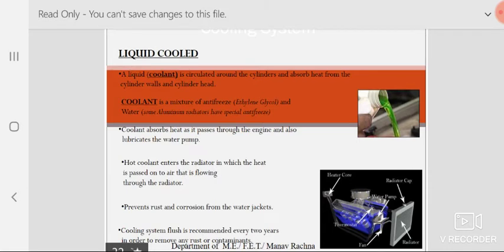Then we come to liquid cooled, where the coolant is cooled. We talked about air cooled, now we are talking about liquid cooled. The liquid coolant is circulated along the cylinders and absorbs heat from the cylinder walls as well as the cylinder head. And coolant is a mixture of antifreeze, ethylene glycol, and water. Both are mixed together. Ethylene glycol adds more to the cooling property of the water, and it is generally used as antifreeze.